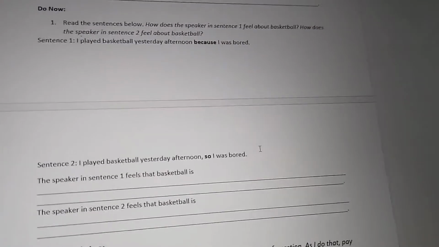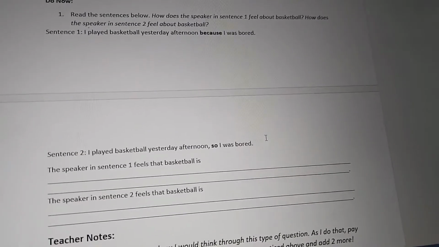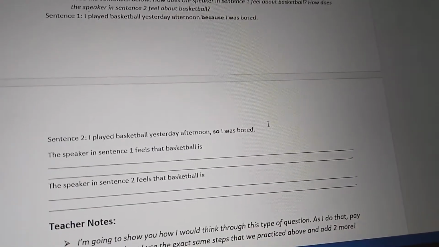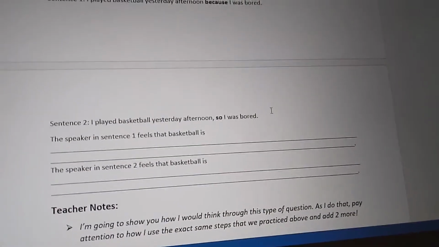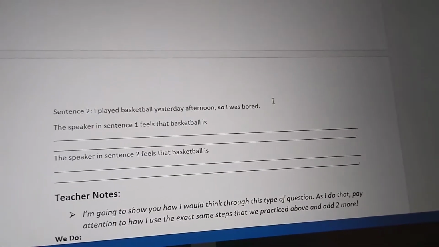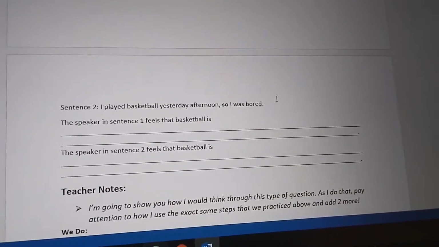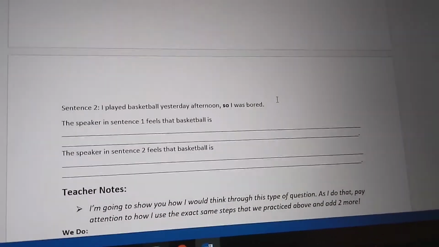But in sentence 2, the speaker is saying that they decided to play basketball and they were bored. So they did not like the basketball. They thought it was boring because when they decided to play it, they got bored.